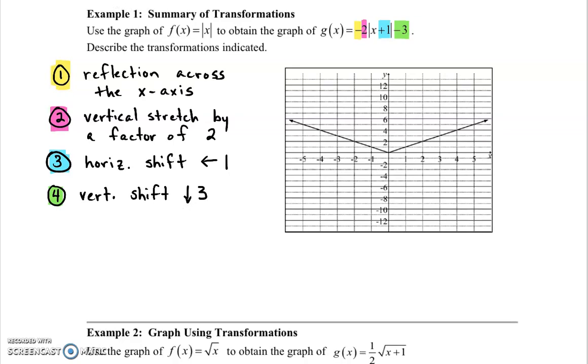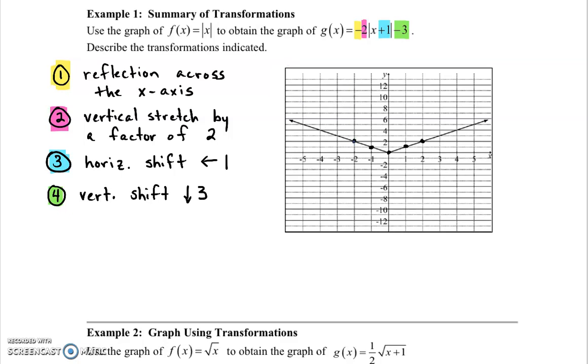So first, we've already got our absolute value of x on here. So we have (1, 1), (2, 2), (0, 0), (-1, 1), and (-2, 2). So for each one of those points that I just drew on the graph, I am going to do the transformations in the order they're listed right here.